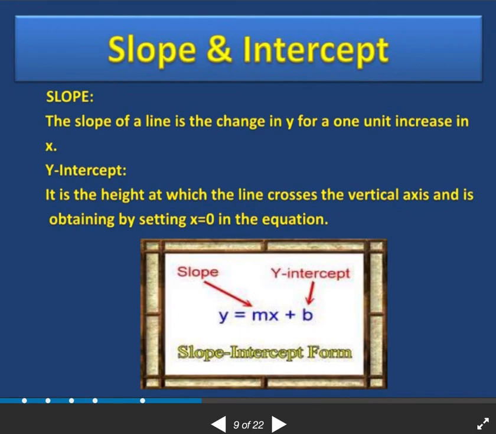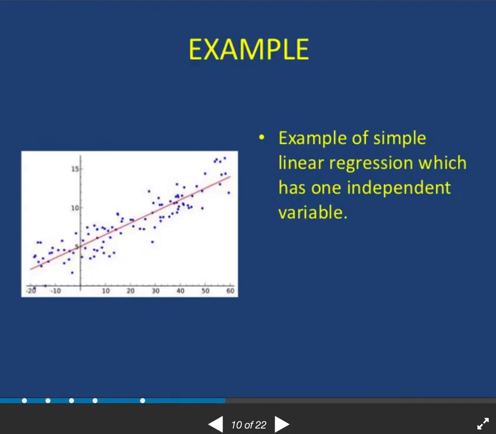Now, when our slope is 0, that means it's going to be our beta 0. Our beta 0 is our y-intercept. That's what our income is going to be if we have 0 years of education. So again, this is just basic stuff.